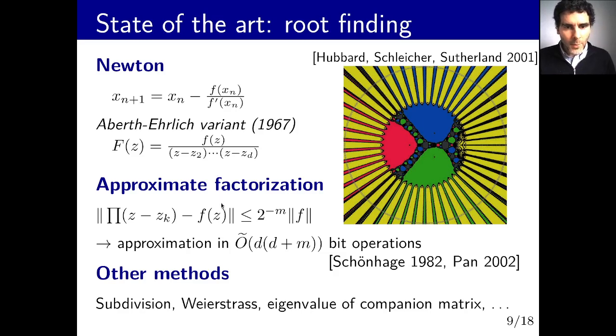Another approach that is optimal from a complexity point of view is approximate factorization. This has been introduced by Schönhage and improved by Victor Pan in 2002. It uses only d arithmetic operations, but still d square bit operations if you want to use it to find all the complex roots of a polynomial. Finally, there are other methods such as subdivision approaches, Weierstrass, which is a Newton on a vector of roots. Also, you can reduce the problem to eigenvalue computation of a specific matrix called the companion matrix associated to your polynomial, and so on.